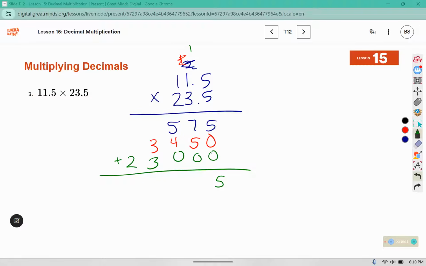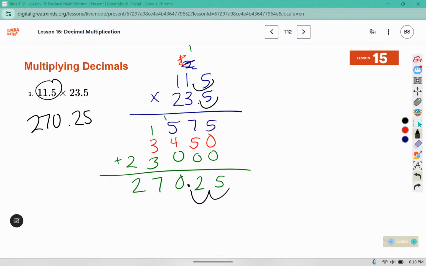5 plus 7 is 12. 9 plus 1 is 10. 3 plus 1 is 7. And then we got the 2. There are 1, 2 decimals in the question, so we should have 2 in our answer. 270.25. Now this is approximately 12, and this is approximately 24.